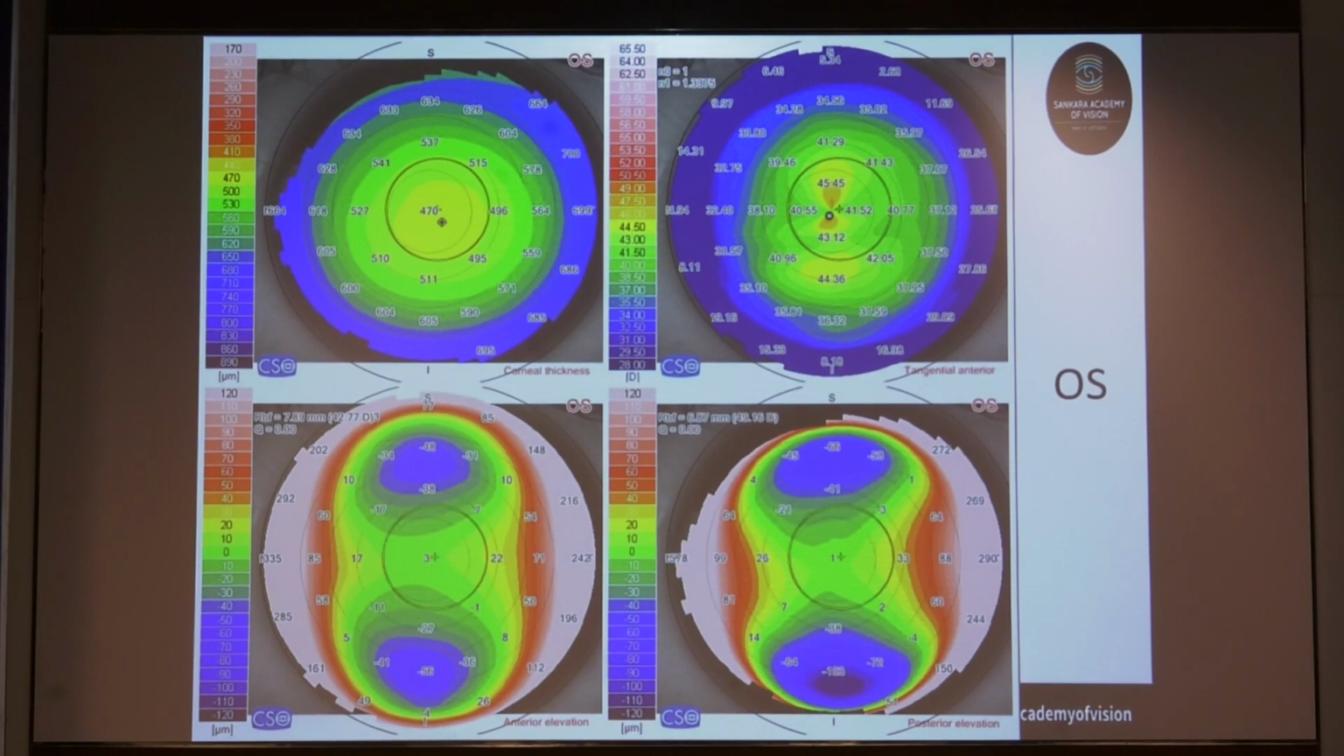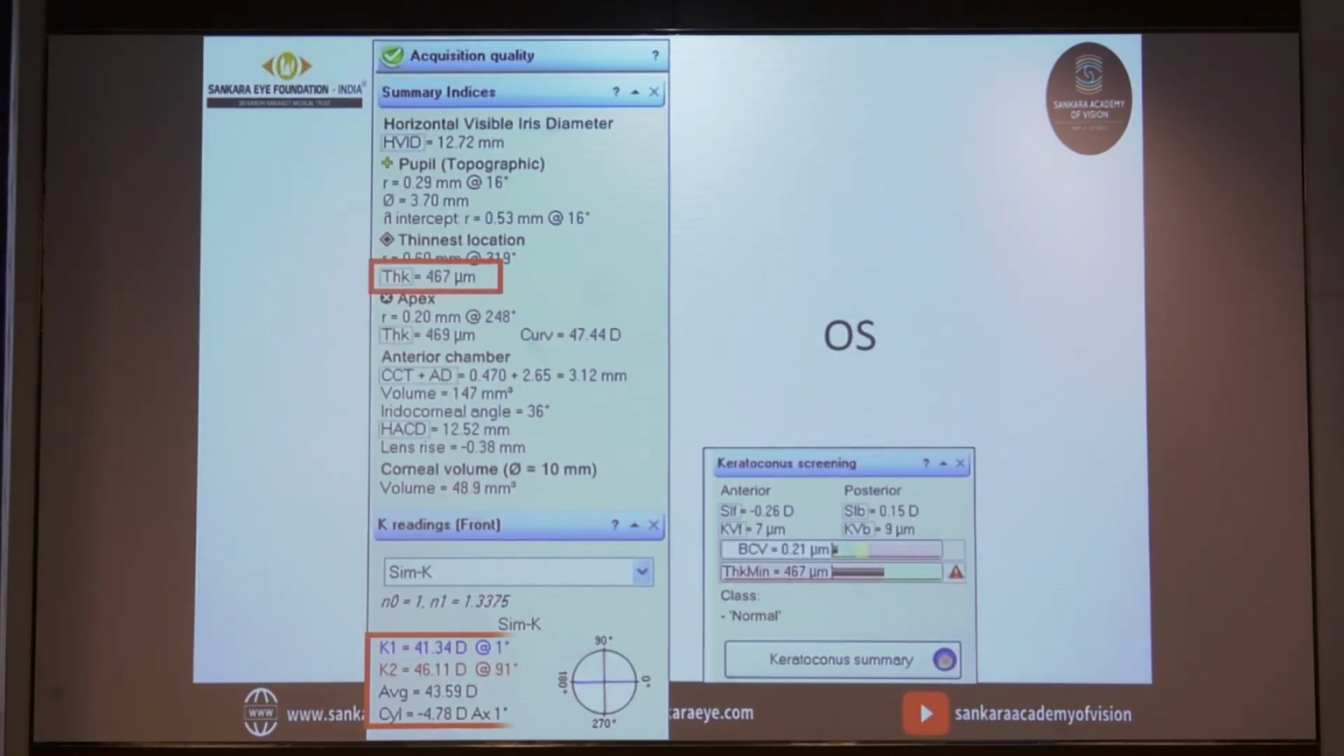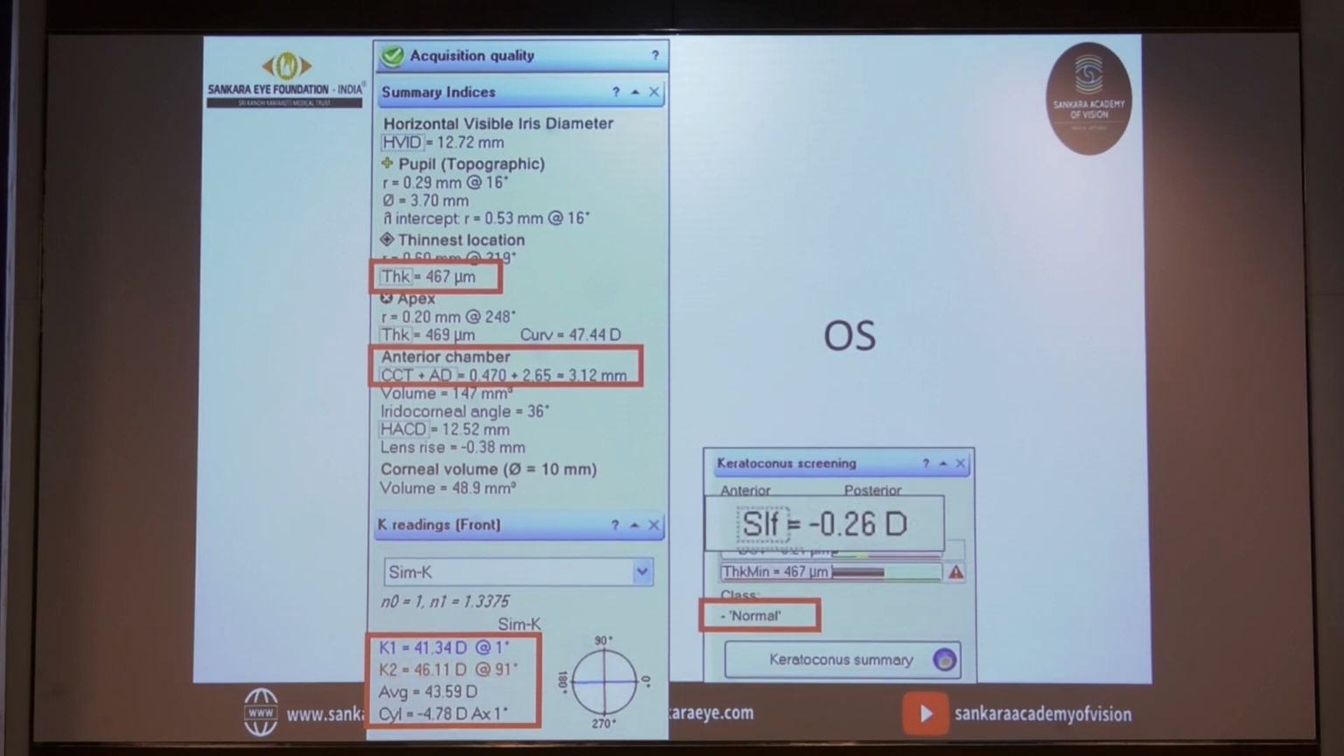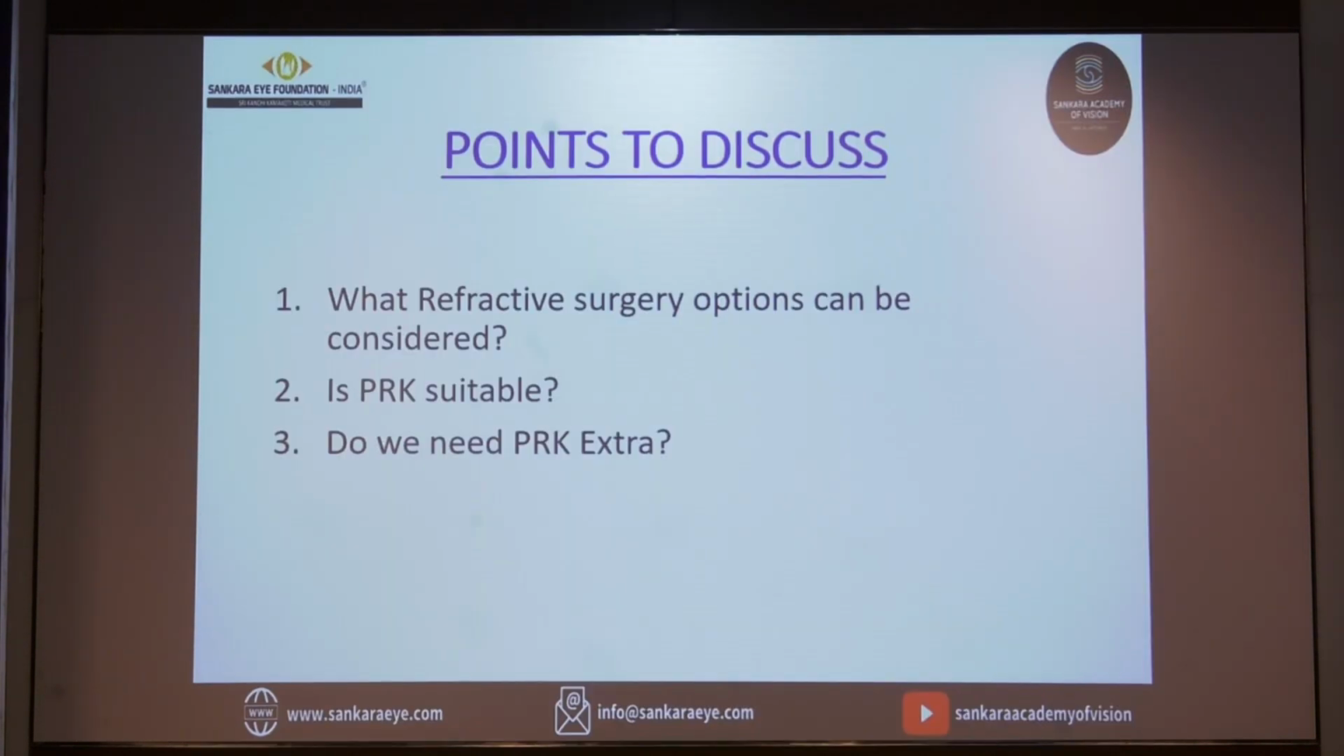Similarly, in the left eye, the anterior curvature showed a superior steepening. Again, no posterior elevation, again a thin cornea. All the other parameters were the same, aqueous depth was lower, and this was labeled as normal. Here the superior inferior asymmetry was minus 0.26, which shows a superior steepening. So I'll come to the points of discussion later.